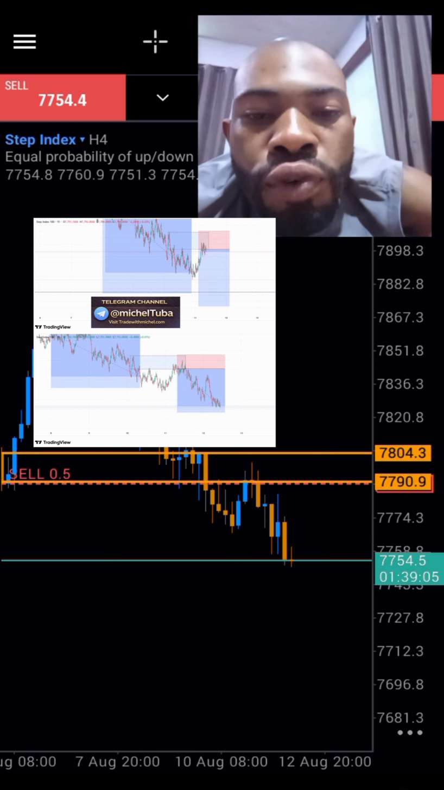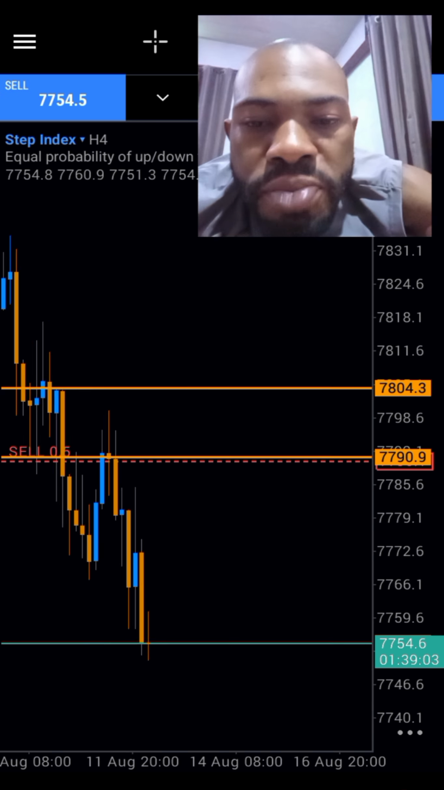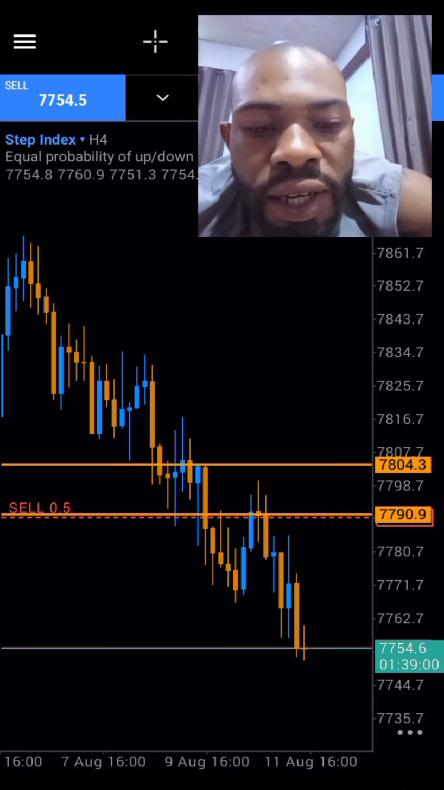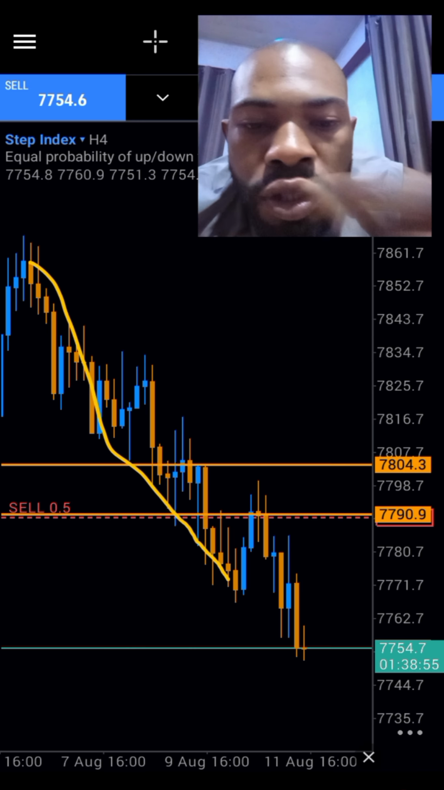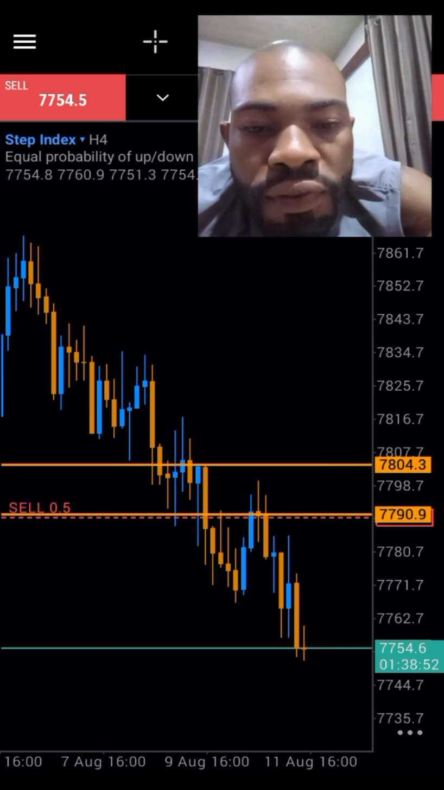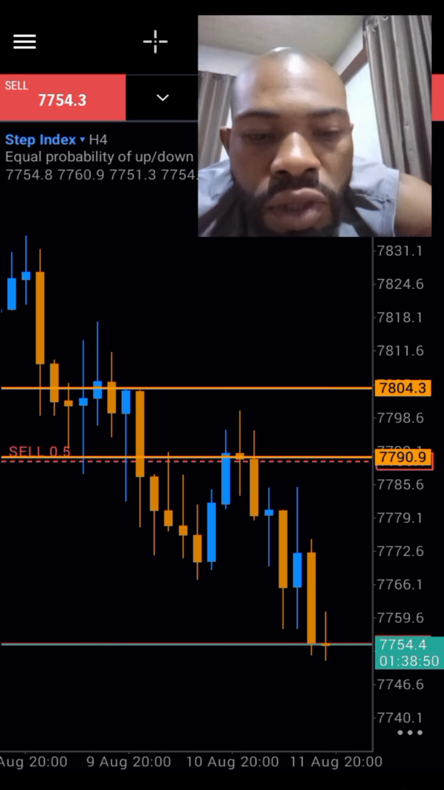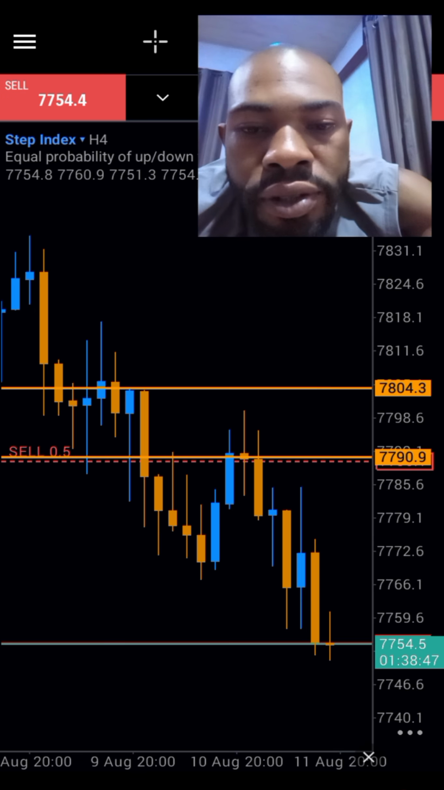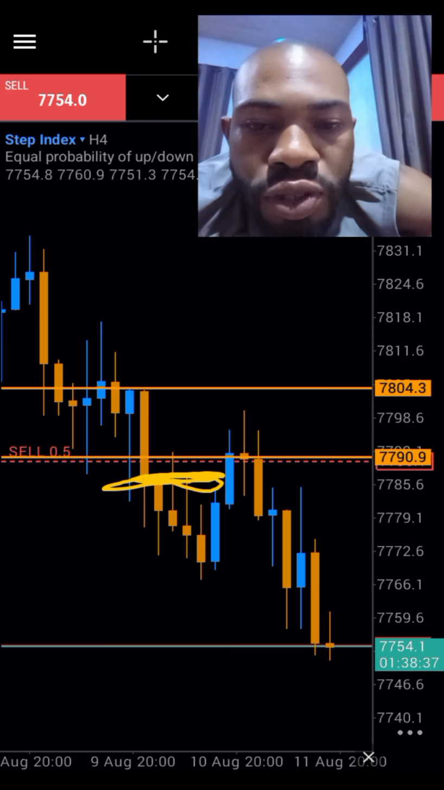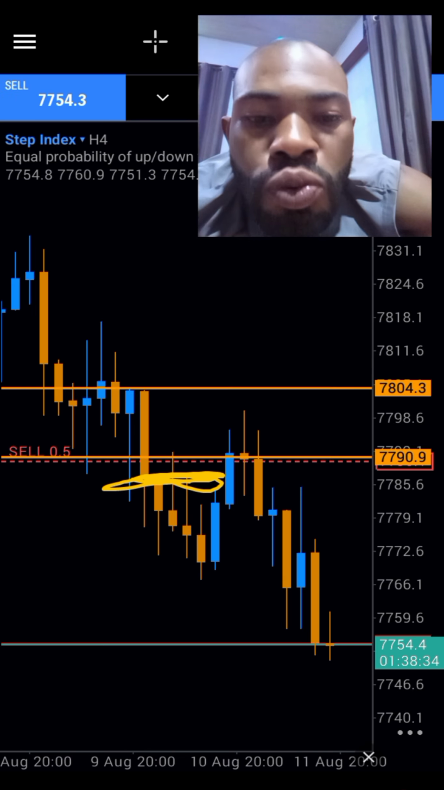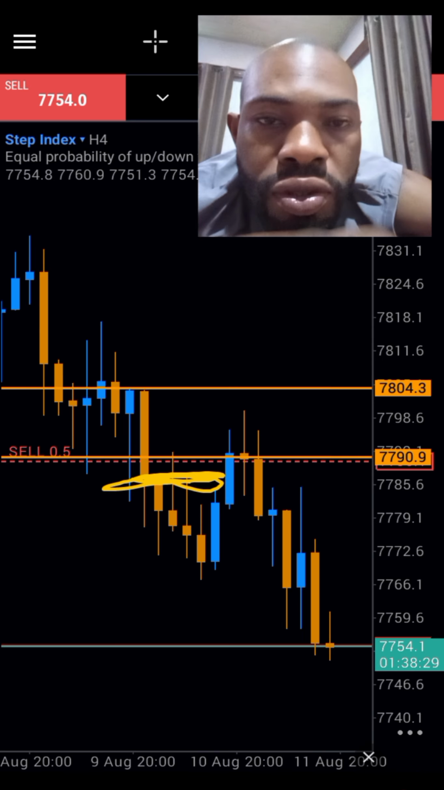Now you need to look for where the inducement is. Since we found out that the H4 is selling down, we need to look for inducement. And guess what? We find the inducement. You see the inducement resting around this zone here. That's where the inducement is. So since we have found it, we need to scale down to H1.